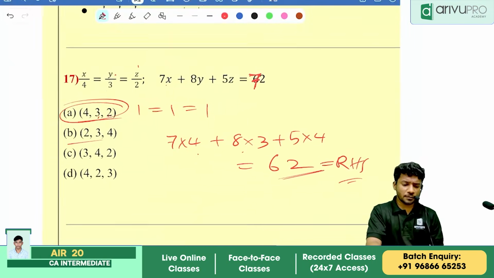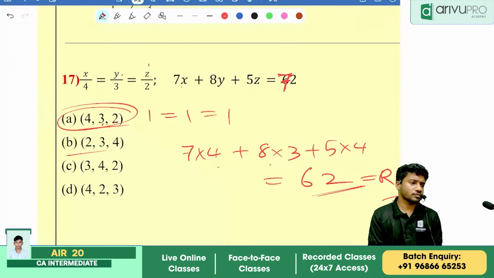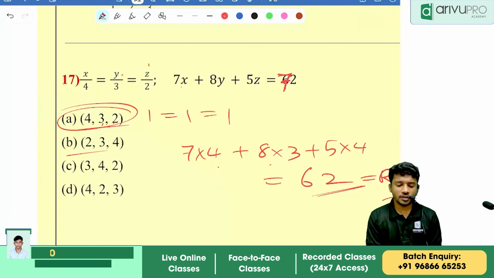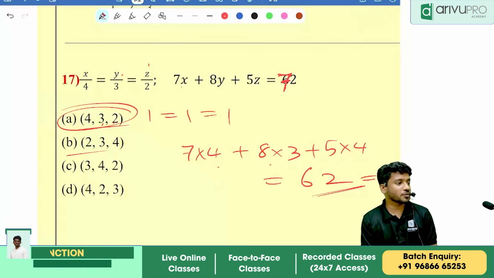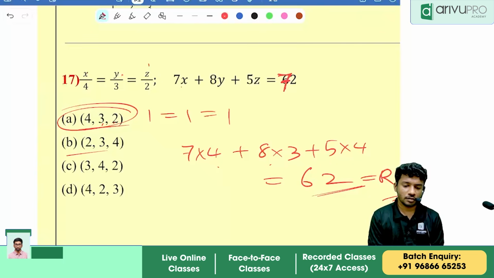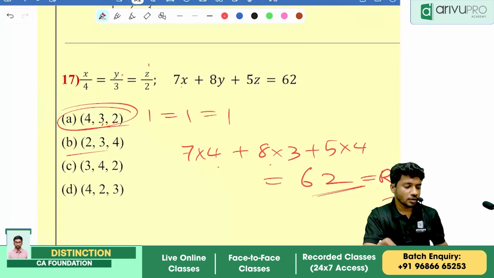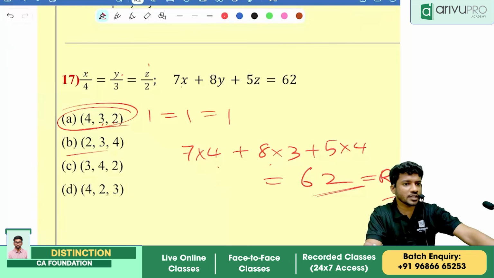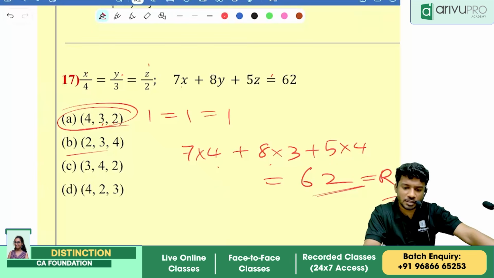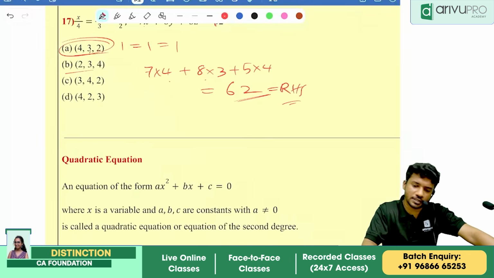Next one. Any other option is giving you? Check, check. No other option is giving you the answer, right? Because both equations should be satisfied. 28 plus 24, which is equal to how much? 52. 52 plus 20 is how much? 72. Yes. Option A is the answer.